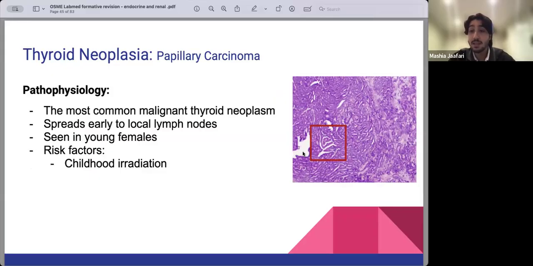And it's most commonly seen in young women. And a key risk factor for this is childhood irradiation. So if people had childhood cancers and they were given radiotherapy for these, it can increase their risk of developing papillary carcinoma of the thyroid.